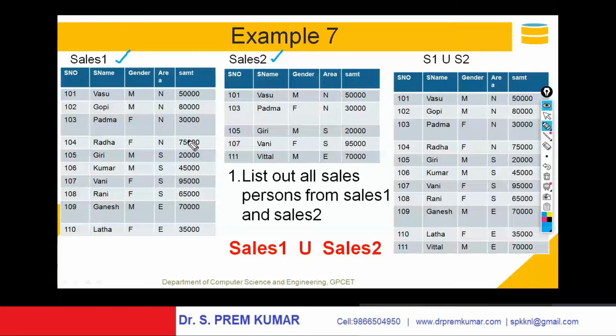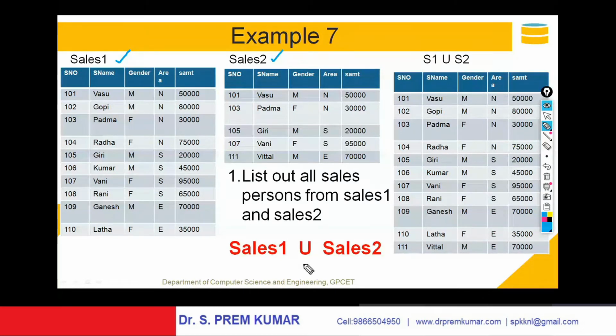This is one relation, and sales 2 is another relation. It also contains salesman number, name, gender, area, and sales amount. Here there are some extra tuples. You observe, 111 is a tuple which is available here, but you don't have that 111 there. In these relations 101, 103, 105, 107 are the common tuples, and of course 111 is extra in sales 2.